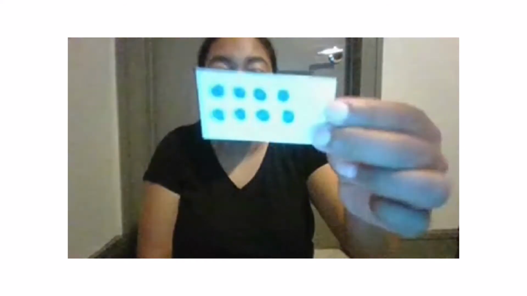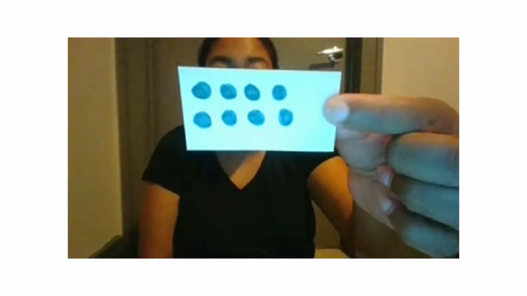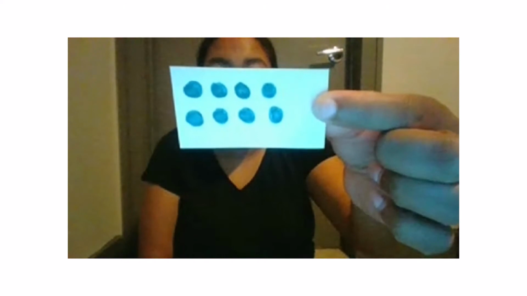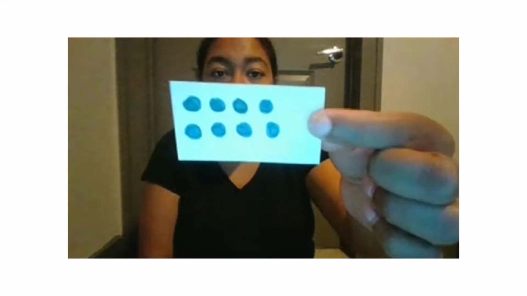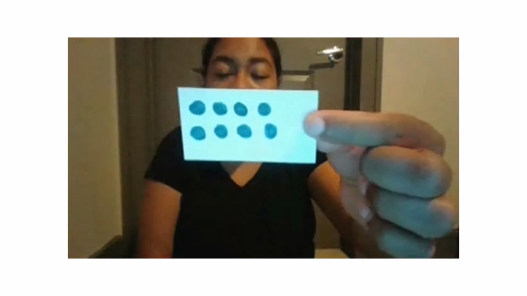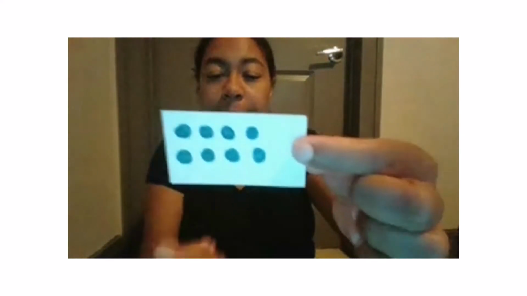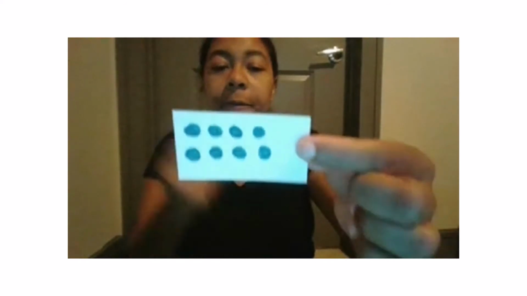The first thing that we are going to do, you guys are going to count different models of 8, right? So you need to tell me how you see them in parts, all right? So the first one, how many do you see? I'm going to give you time to count it. How many do you see? 8. Great job. How many are on top? 4. How many are on bottom? 4. Great job. Next one.